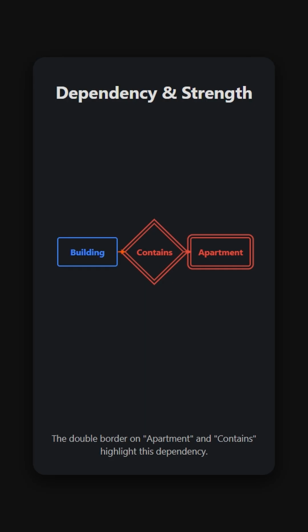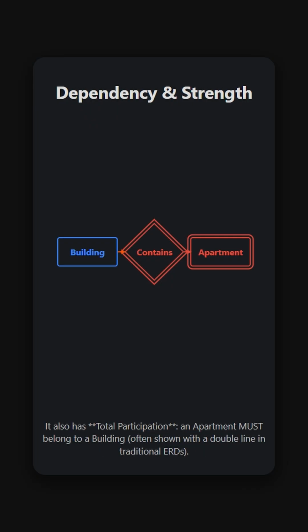This setup also implies total participation. An apartment must belong to a building. This is a critical rule for maintaining data integrity.